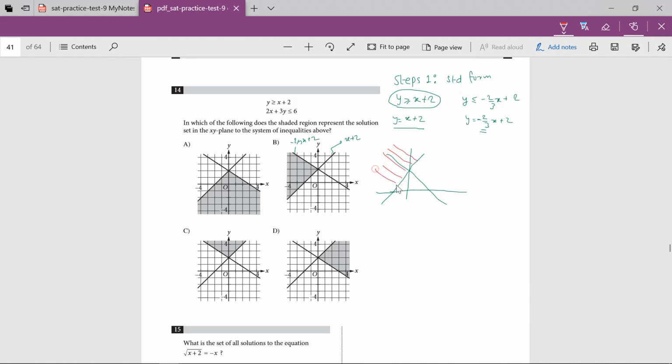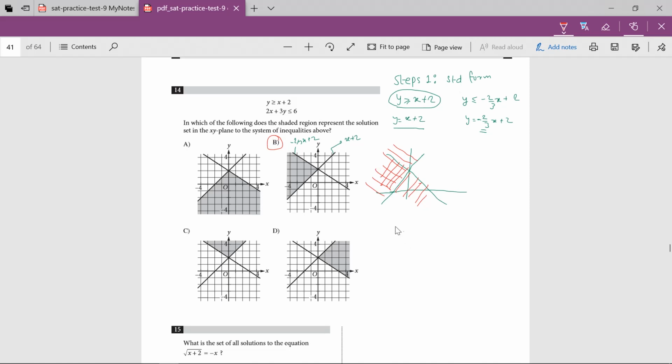So I'm just shading the upper portion of this one, and for the second one, which is less than, I have to shade the lower portion. If I shade the lower portion of the second one like this, I can clearly see the overlapping section is this one, which means my answer is B.